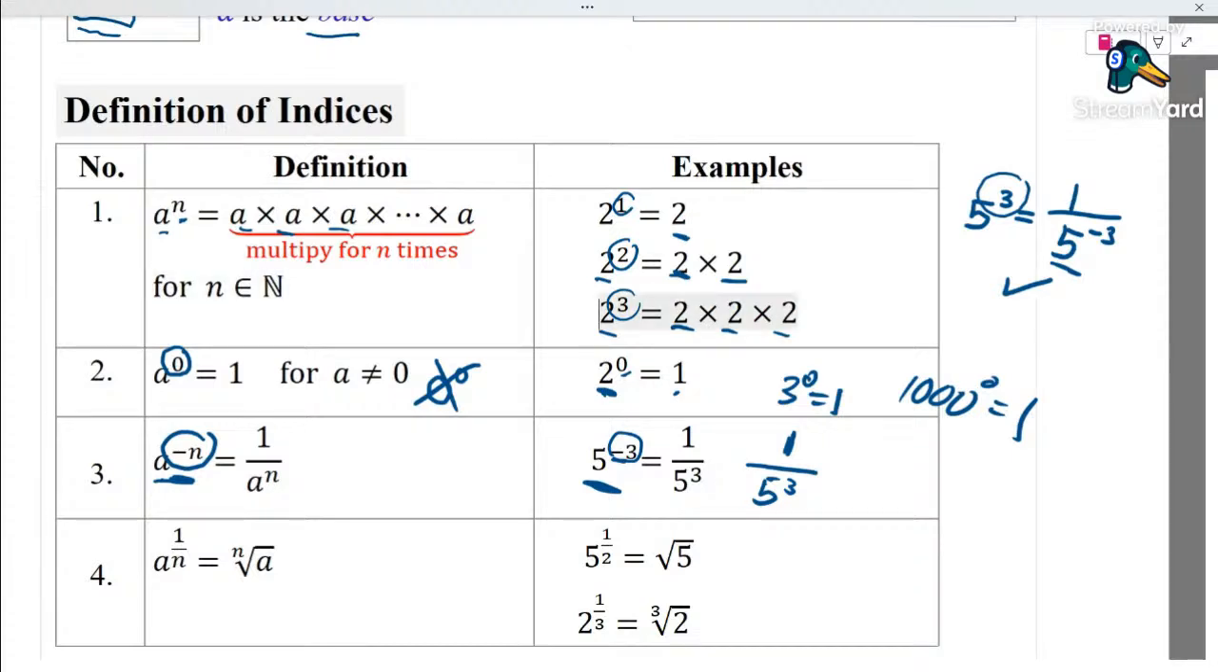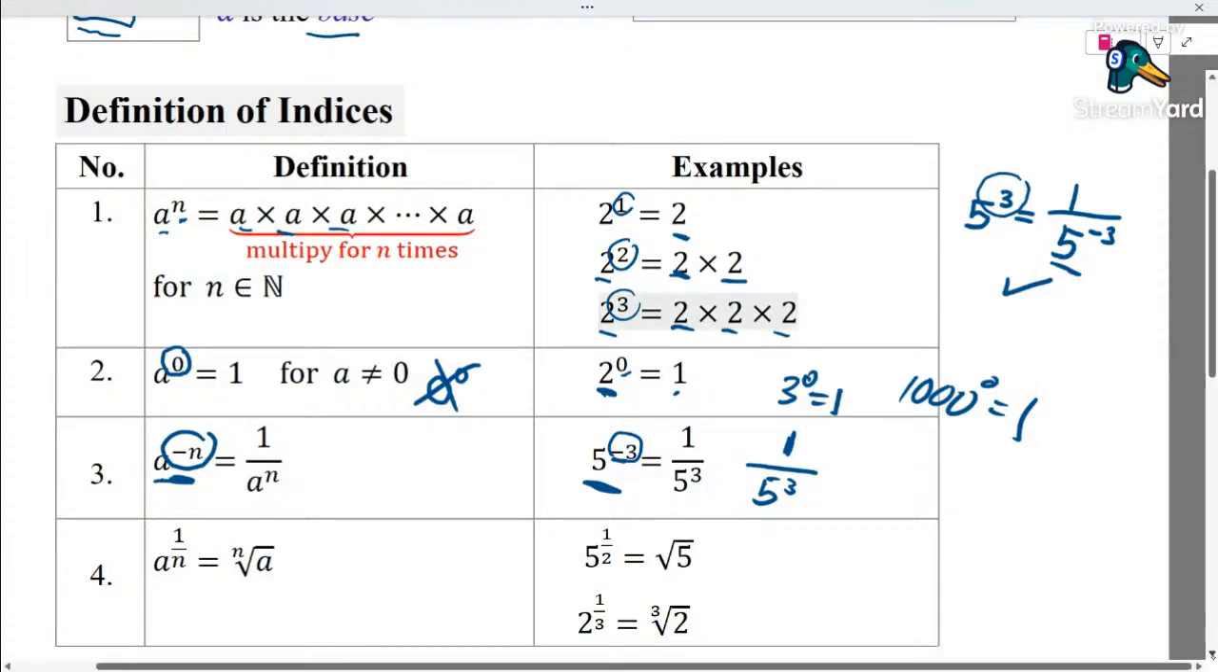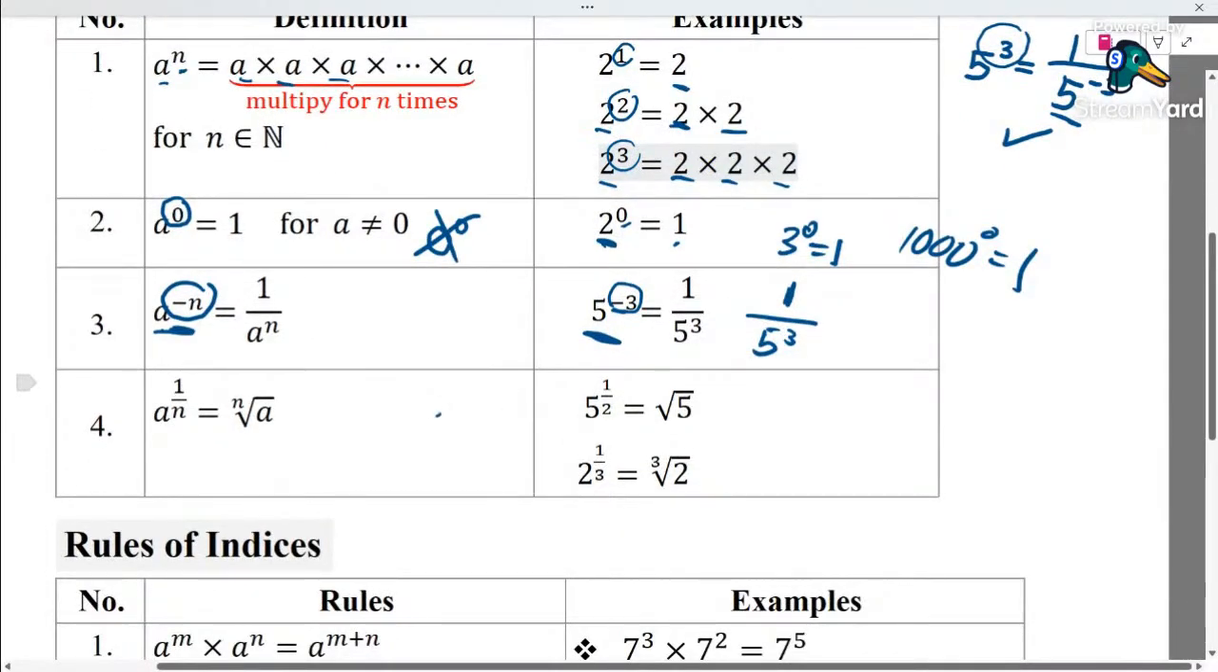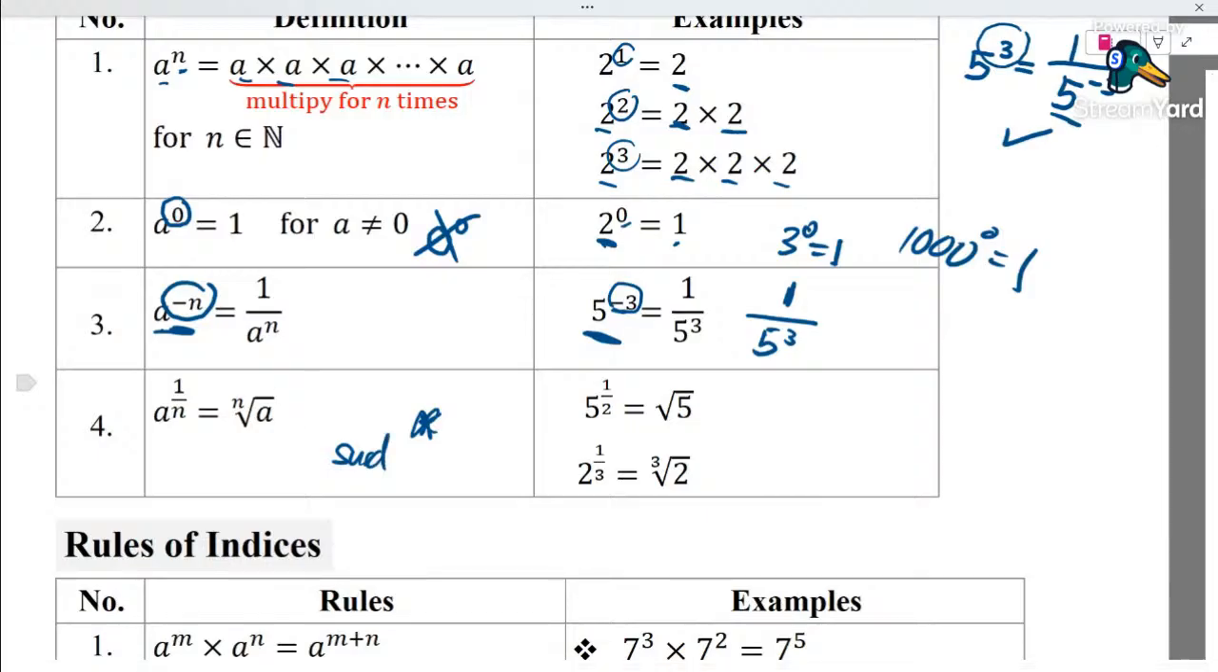Then next, the fourth definition here, we're going to relate with powers of fractions. This one is more on the next part on surds, the connection with surds. So, for example, if I have 5 to the power of 1 over 2, this is actually referred to as the square root of 5. If 5 to the power of 1 over 3, it happens to be the case of the cube root of 5, and so on. Okay. Then go on.